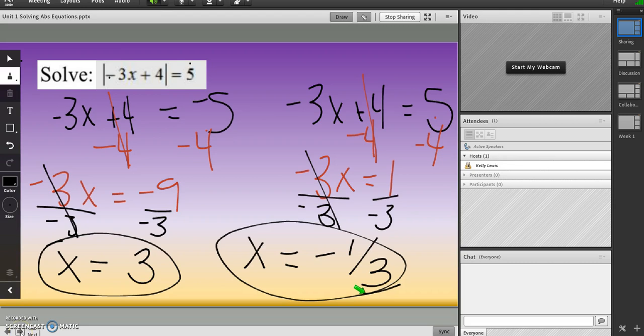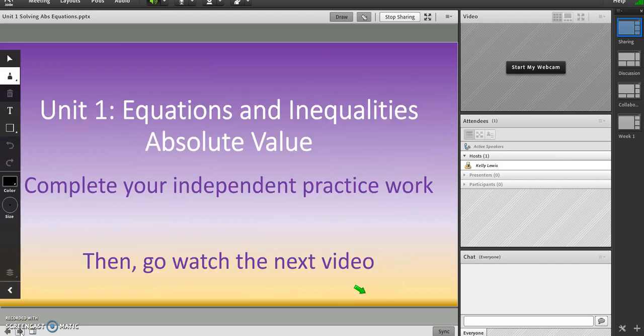Okay. And so that's absolute value. With absolute value, you'll get two answers because you can get a positive or a negative. And don't just add positive or negative to your answer. You need to do the positive version and the negative version. And that kind of wraps up equations and inequalities.